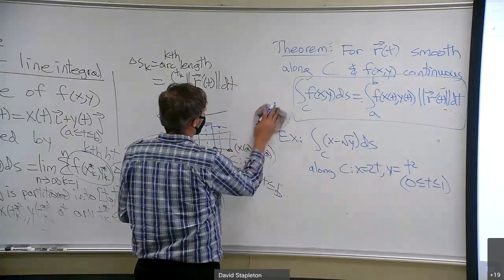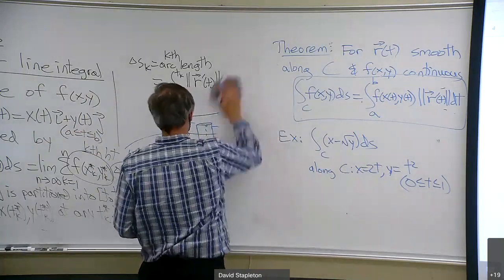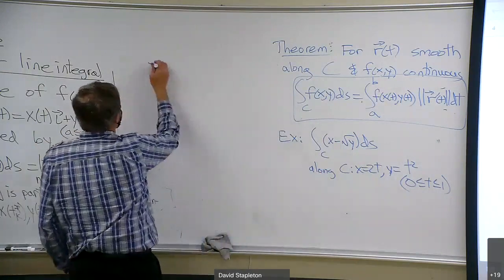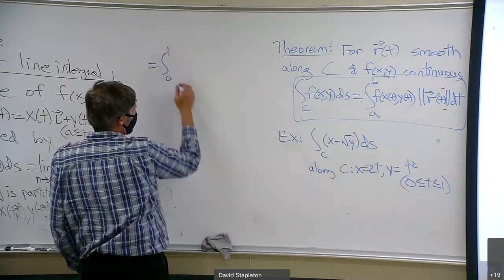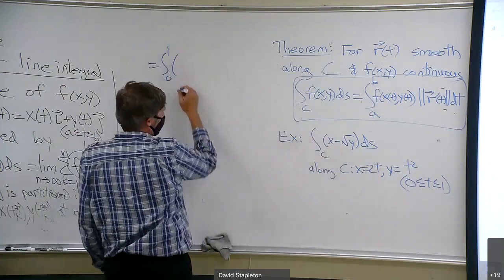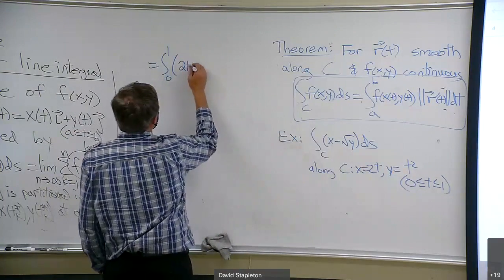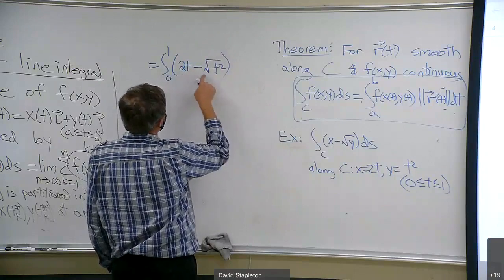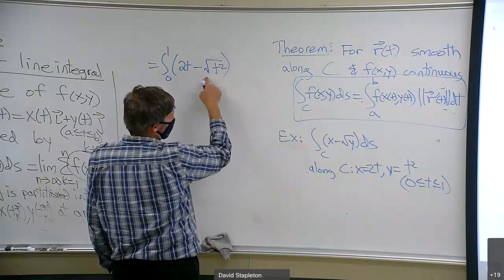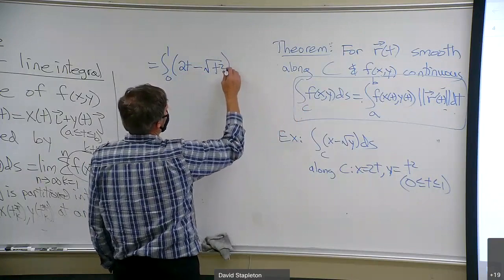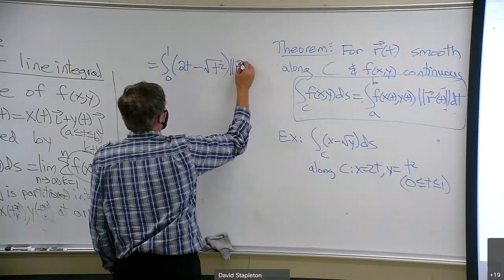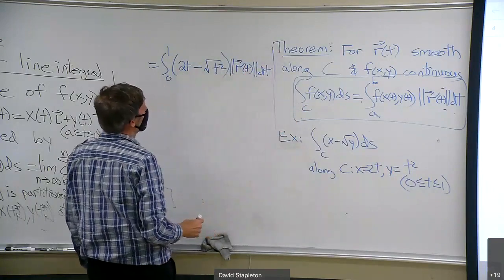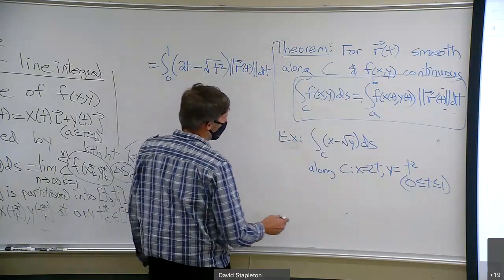We just have to get used to the theorem here. You rewrite this as the integral t going from 0 to 1 and write x and y as the functions of t they are. X of t is 2t. Y of t is t squared, so we got square root of t squared. There's x minus square root y. And then ds gets replaced with length of r prime dt. That's ds. Well, what's r prime?